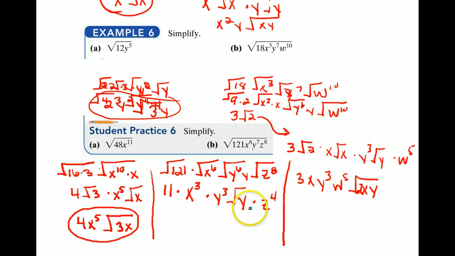We take all of the perfect squares that we evaluated and combine them back together on the outside. So we have 11 times x cubed times y cubed times z to the 4th. And then anything that's still underneath that radical gets put back together as well, and all we happen to have left is just a y.